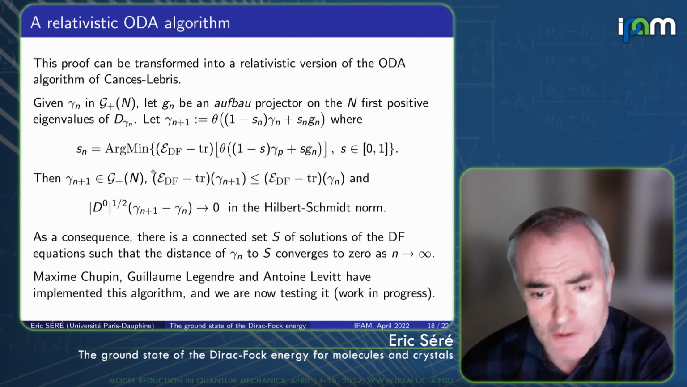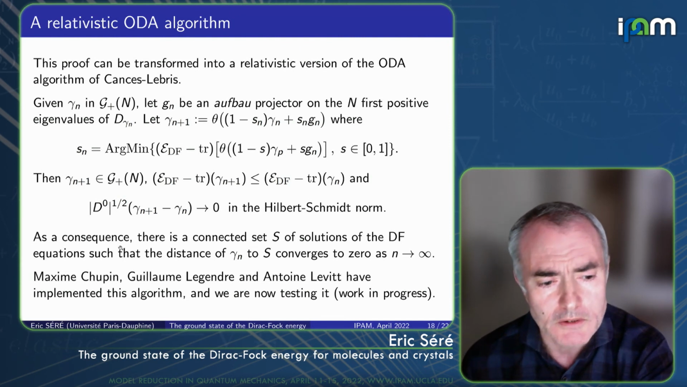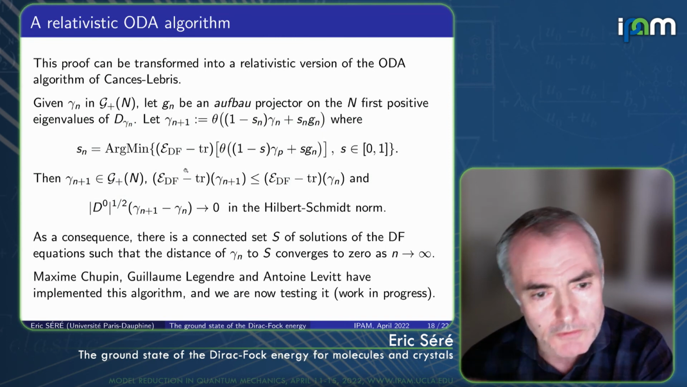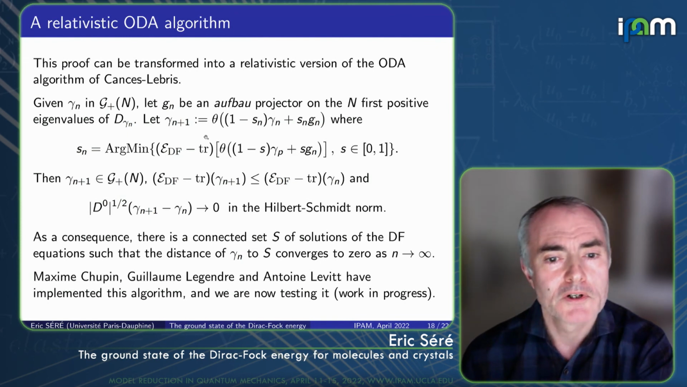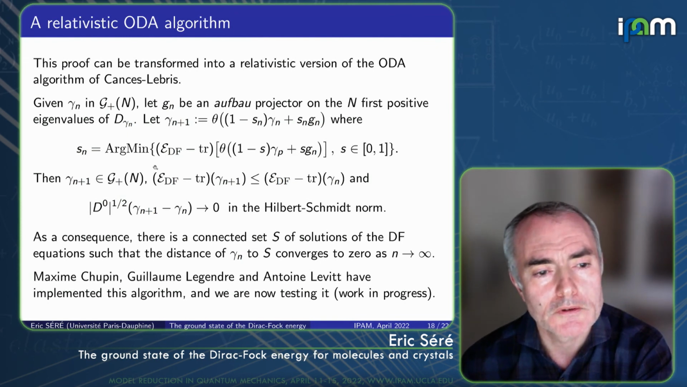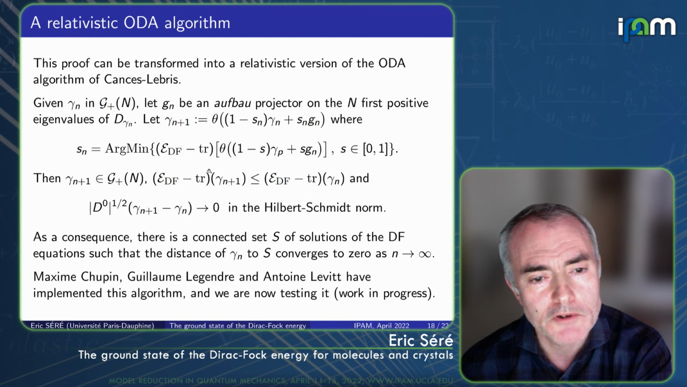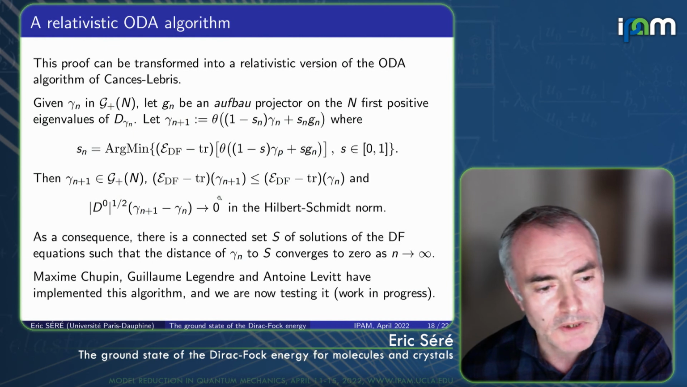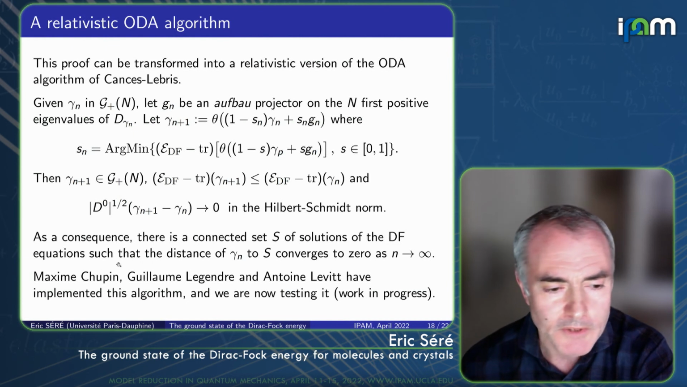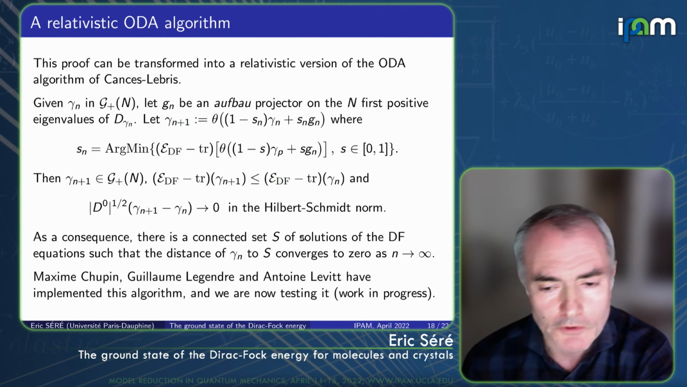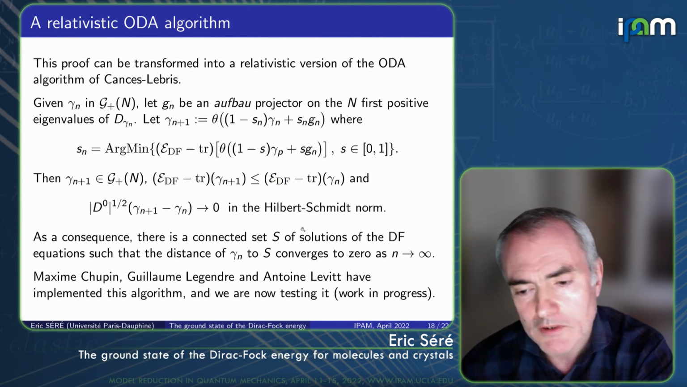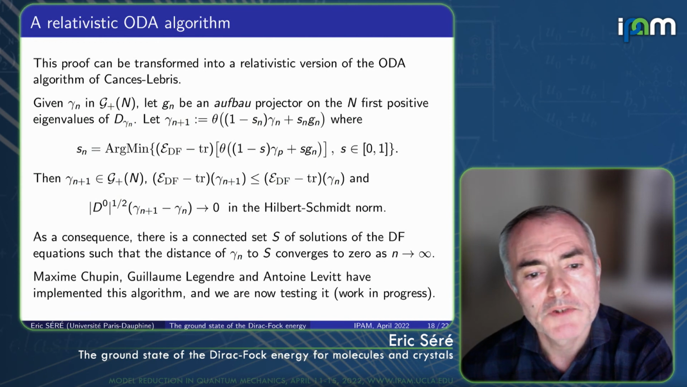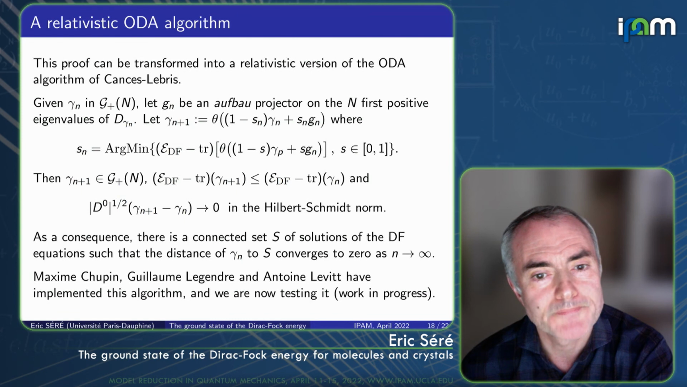Okay, so this algorithm is not very difficult to implement, except that of course you have to do complicated work before, if you are not an expert in relativistic quantum mechanics, which we are not. But it was done by Maxime Chupin, Guillaume Legendre, and Antoine Levitt, and so now we are testing it. Yes. I cannot show you nice pictures because this is work in progress.